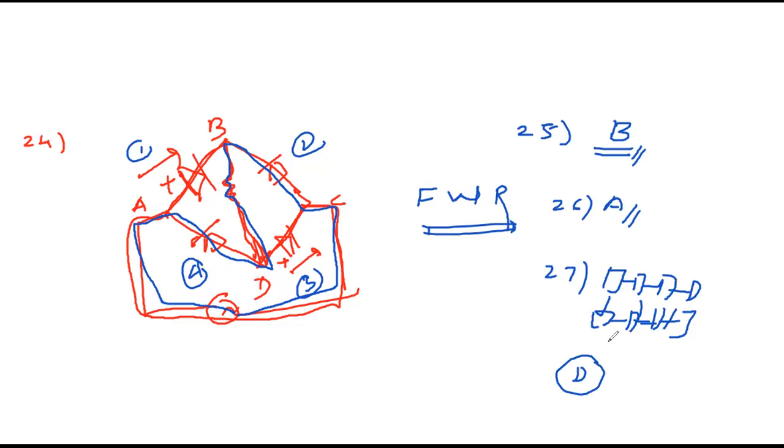Solar cell converts what? Electric into light? No, it converts light into electric. Light energy into electric. P. 29.